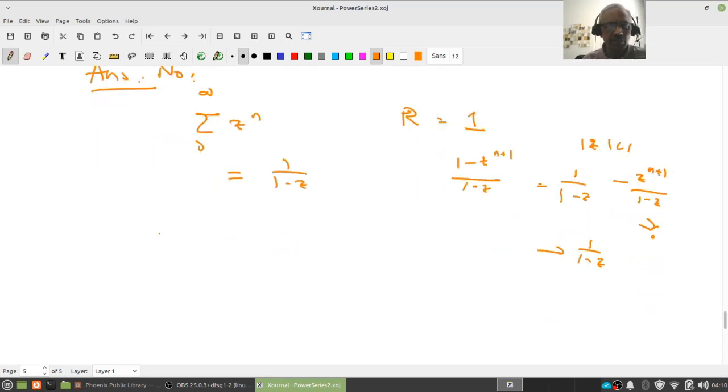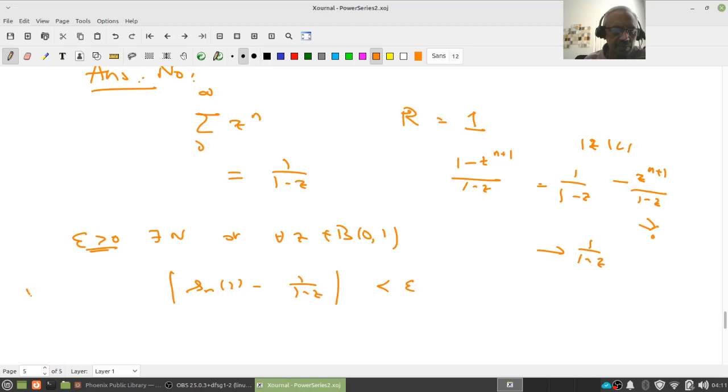Yeah, so I want to say this is not uniformly convergent. Suppose it is uniformly convergent, then that means for every epsilon greater than 0, there is an N so that for every z in the unit disk, the partial sum Sn(z) minus 1 by 1 minus z should be less than epsilon whenever n is greater than or equal to capital N. So for all n greater than or equal to capital N, this is what I have to have.